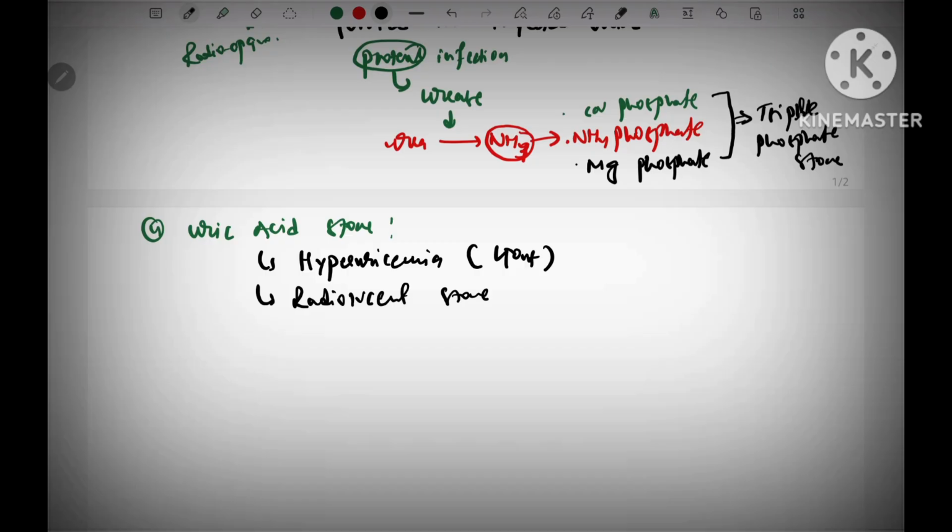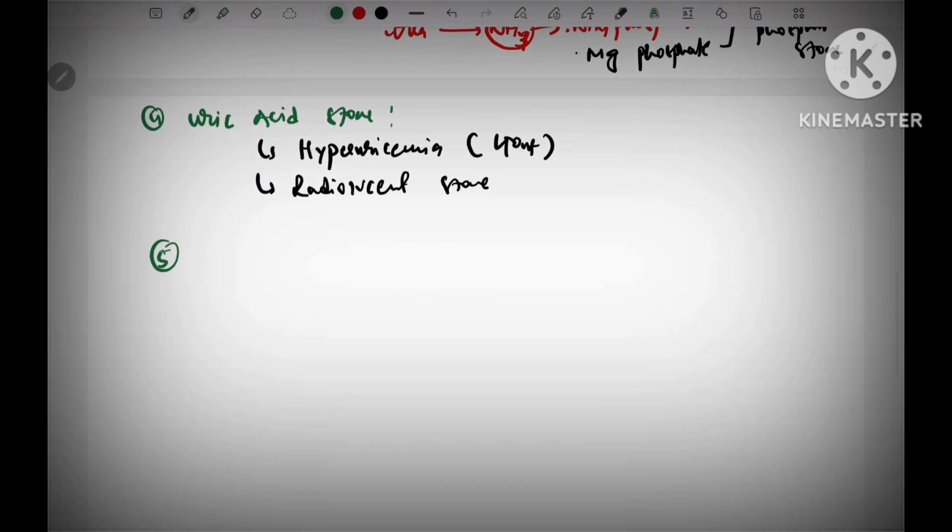And the fifth type of stone is the cystine stone. The important thing about this cystine stone is that these are the hardest stones. One method of treatment of a stone is ESWL, by giving shock waves. But as cystine stones are so much harder, due to their hardness they do not break with the shock waves.